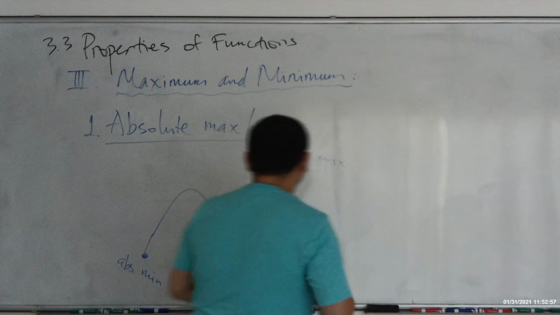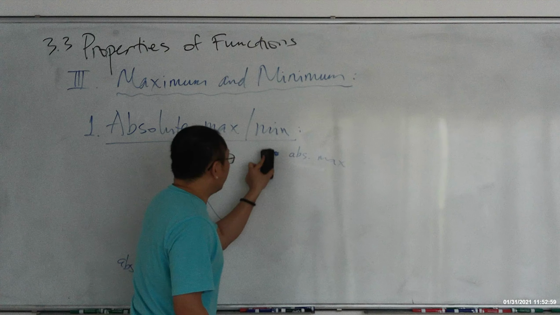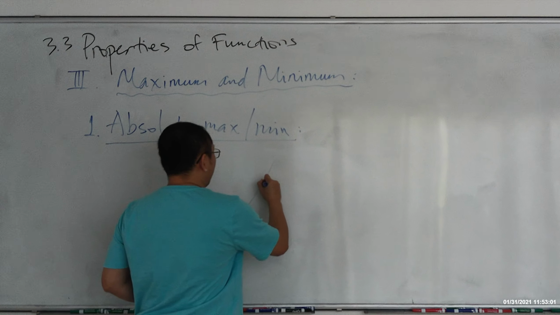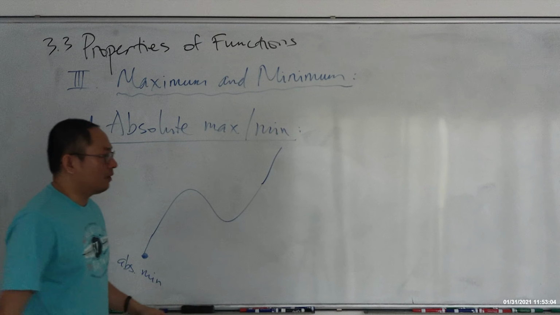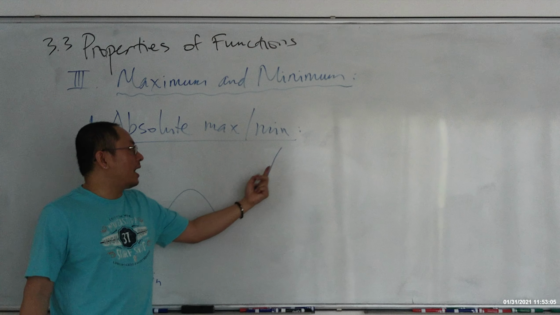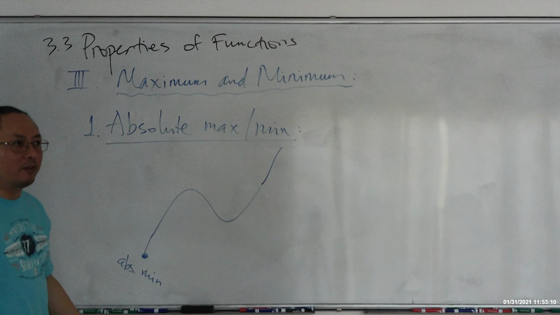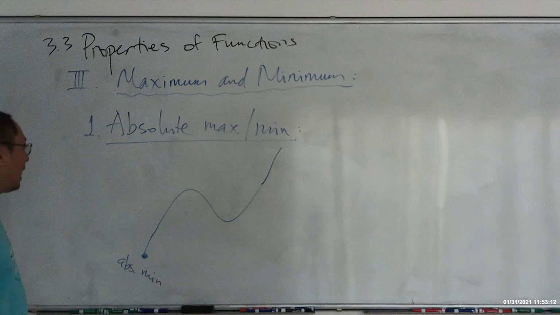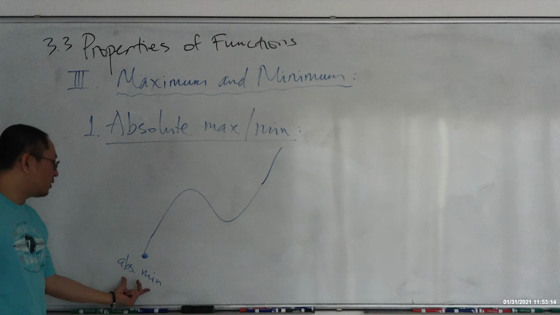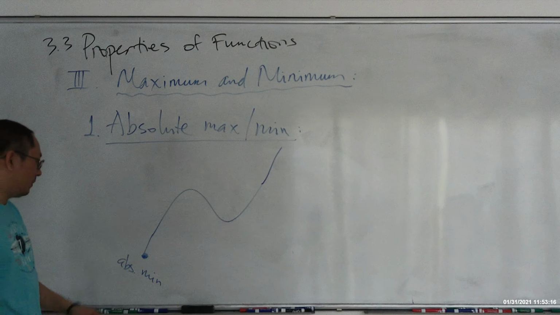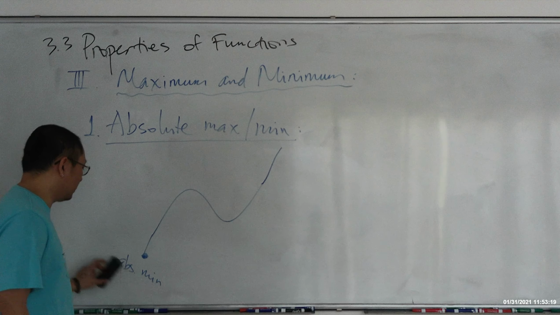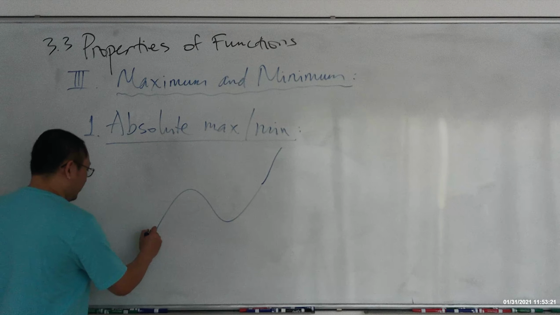Okay, so let me change the graph a little. What if this graph tends to go up forever, never stops? You will have no absolute max because you cannot find the highest point for the graph. The graph keeps going up forever. No absolute max. But you do have an absolute min right there, because this is the lowest point for the graph. And similarly, what if this graph is like this?